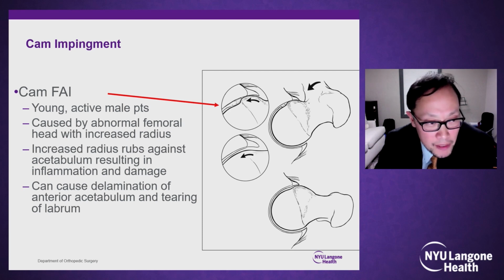What we call CAM impingement is usually in young active male patients. It's an abnormal femoral head with increased radius. This increased radius rubs against the acetabulum, causing damage, and it leads to cartilage delamination of the acetabulum as well as tearing of the labrum.